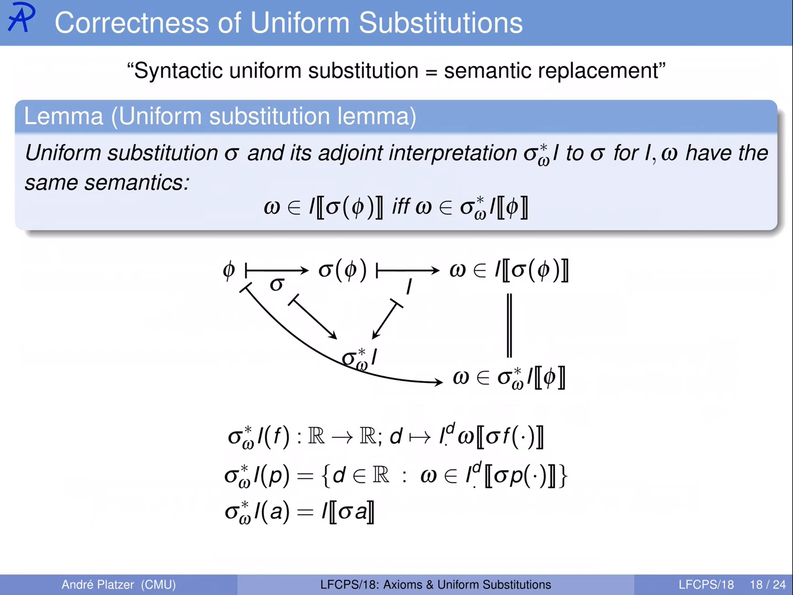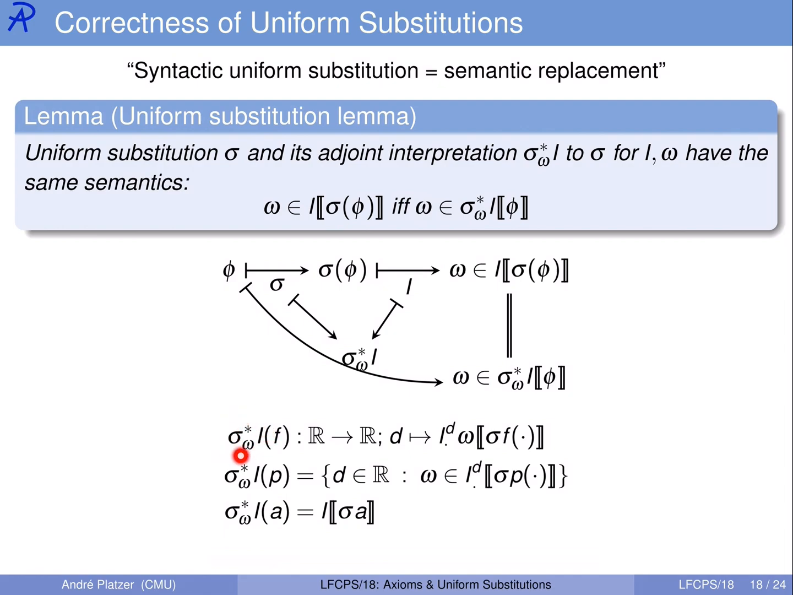Because uniform substitution is so important, let me quite briefly justify why it is actually sound. And the key principle for that is the uniform substitution lemma that says that syntactic uniform substitution is the same as semantic replacement. And the point is that for a substitution in a state omega, a substituted formula is true if and only if the original formula is true in the same state, just for an interpretation that already has readily updated meanings for the function symbols, predicate symbols, and program symbols that are to be replaced by the substitution.